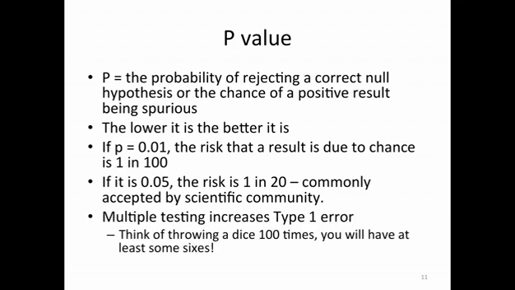Please remember, multiple testing increases type 1 error. Think of throwing a dice 100 times. You will have at least some sixes. So if you use a single data set to test multiple different hypotheses, it's likely that you will find at least one null hypothesis rejected. And this may be purely because of chance, not because of the truth.